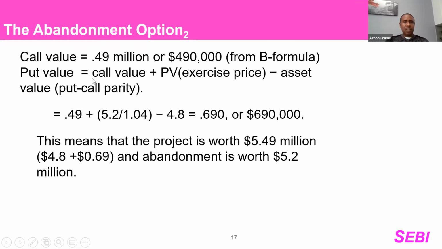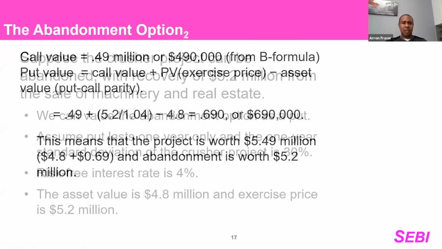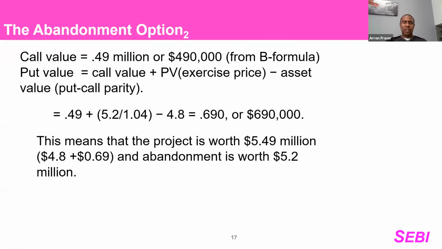The value of a put is equal to the call value plus the present value of the exercise price minus the asset value, which is called put-call parity. But we wouldn't go into that. If we work through it, it will be 0.49 million plus the present value of the exercise price, which would be 5.2 million divided by 1.04, because we're told that 4% was the risk-free interest rate, minus the book value of the asset, and that will give you 690,000.